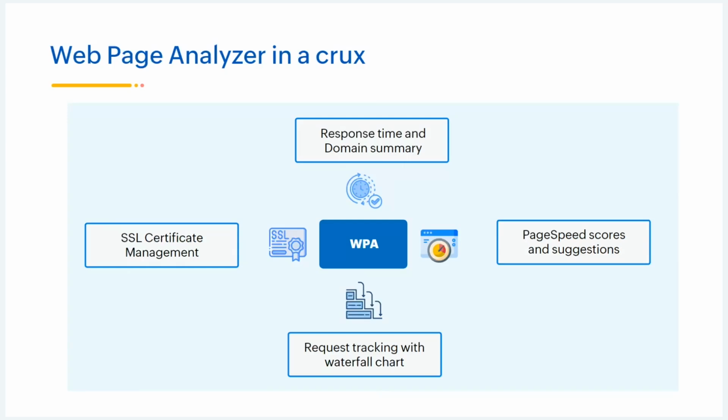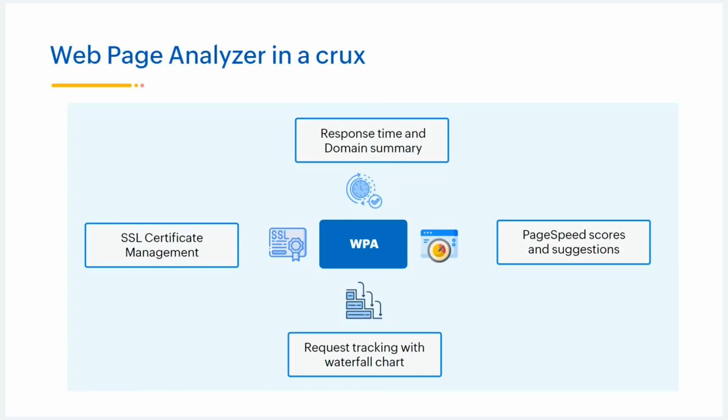So during each poll, the applications manager loads the web page in a Firefox in a controlled state and captures real-time data on various performance metrics. With a web page analyzer, you can receive information on response time, a domain summary, performance scores, and suggestions. Additionally, you can get request tracking with a waterfall chart.